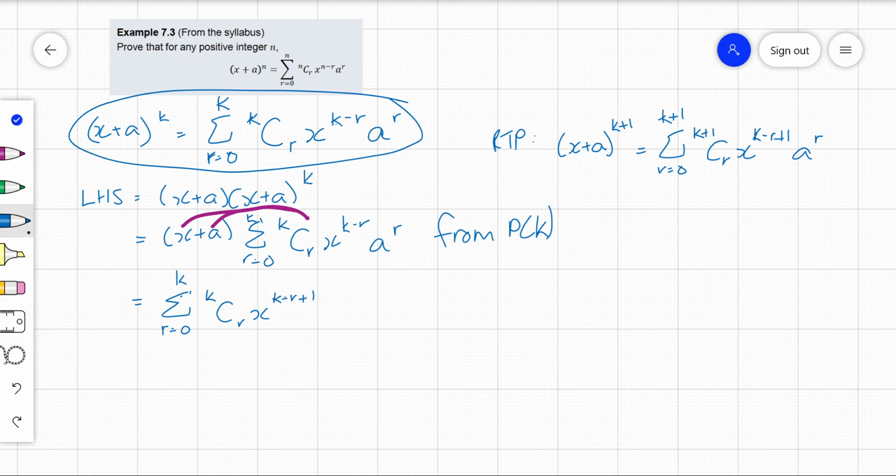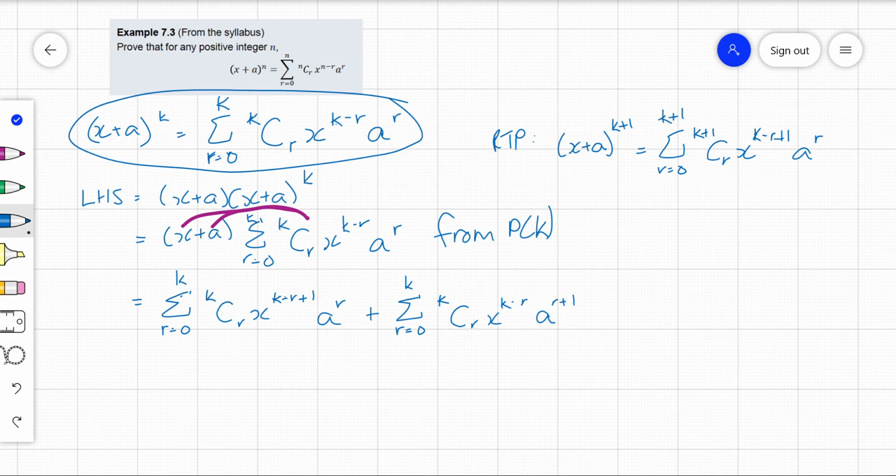So if you need to, write out a few terms, the first 3 terms and the last term or something like that. And you can see as you times x through all those terms, all you're changing is that x value. Plus now I'm going to times everything through by a. So again, if you can't see it, write out a few terms. So I'm still going to have k choose r. My x is not changing, so that's to the power of k minus r. It's my a that's changing, timesing everything by another a, so it's going to be to the power of r plus 1.